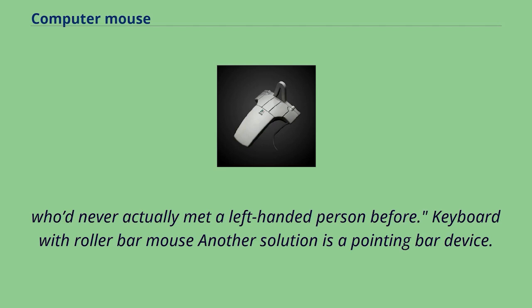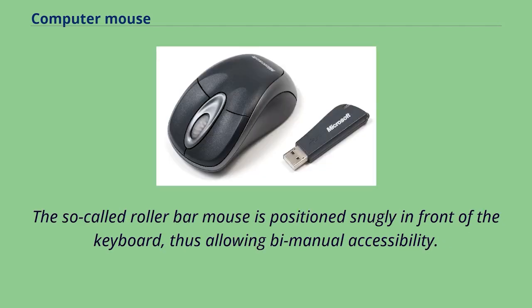Keyboard with roller bar mouse. Another solution is a pointing bar device. The so-called roller bar mouse is positioned snugly in front of the keyboard, thus allowing bimanual accessibility.